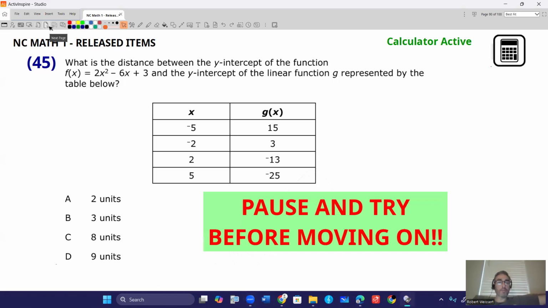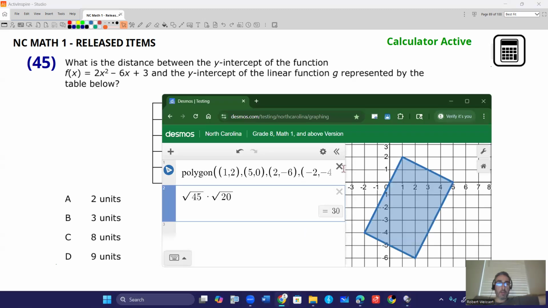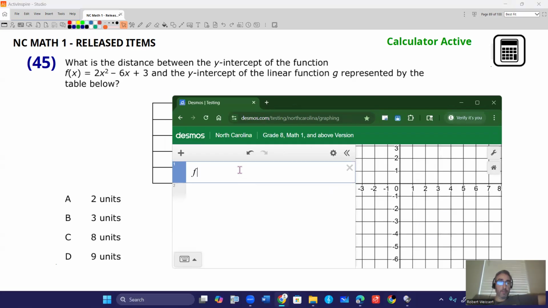So try this one on your own, and we're about to go over it in 3, 2, 1, go. All right, so how do we get a y-intercept? It's where it crosses the y-axis. So if you want to, we can graph these guys. So we'll start with f of x. You do not need to type f of x. You can just do 2x squared minus 6x plus 3.